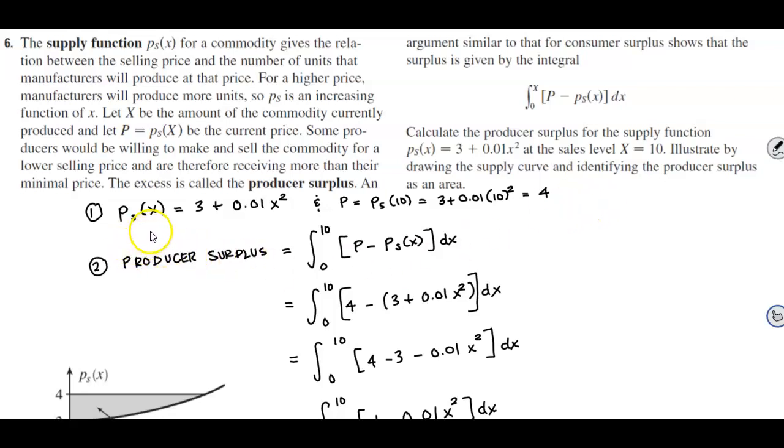So the first thing is that we have our supply function, which is equal to 3 plus 0.01 x squared. Then we have to find the value of P when x is equal to 10. So plug in 10 into that function: we get 3 plus 0.01 times 10 squared, which is equal to 4. So now we know P is equal to 4.